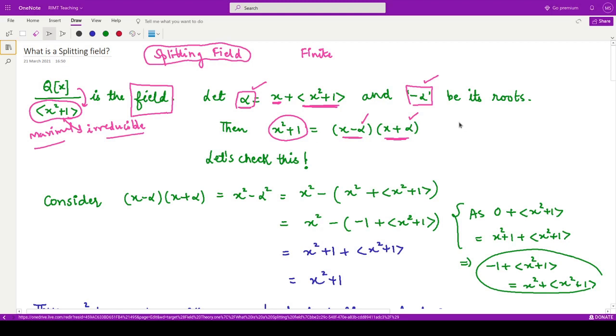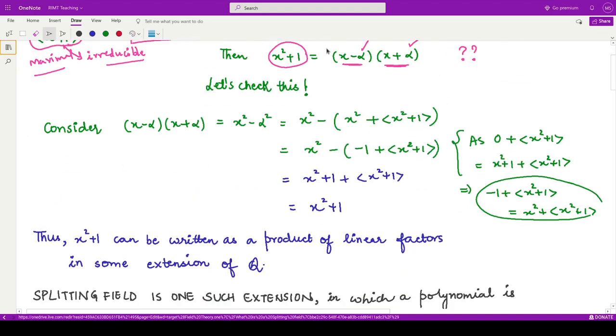So is it always true? Can we always write the polynomial as a product of these two polynomials? Let us check this. How do we check that? We first consider this product. You can just multiply the corresponding terms, and you would have x square minus alpha square.